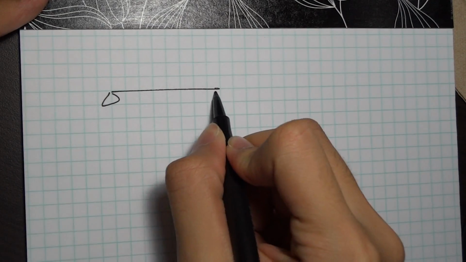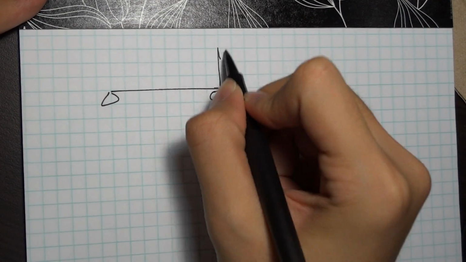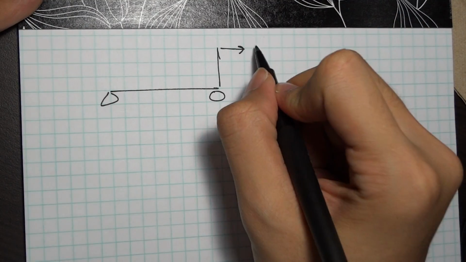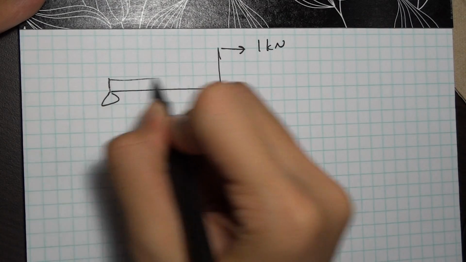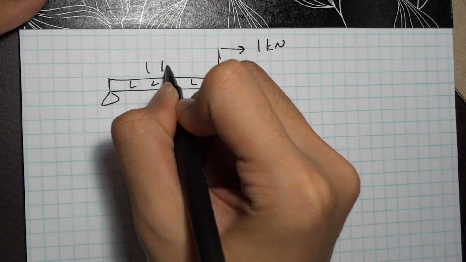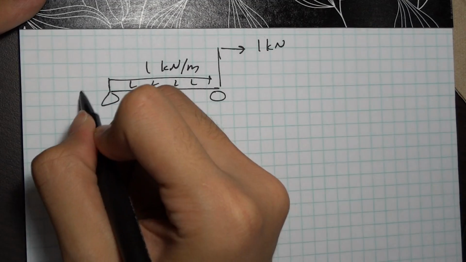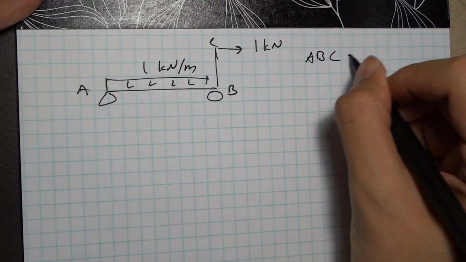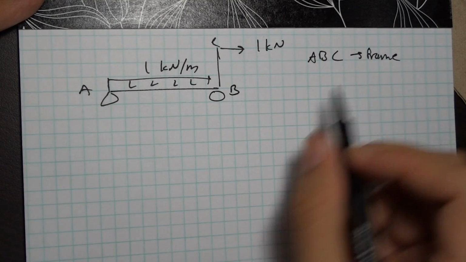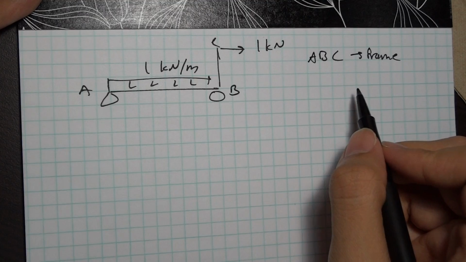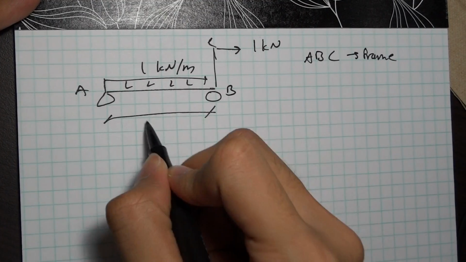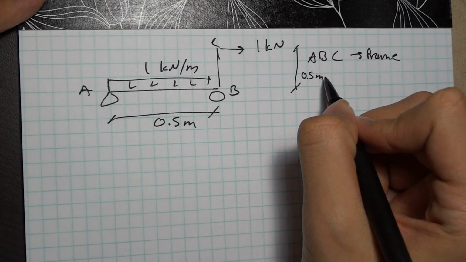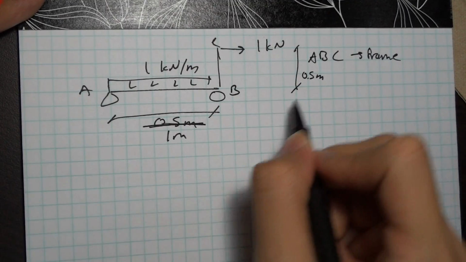We have a pin and a roller, and we'll have a 1 kilonewton force here. This is a distributed load of 1 kilonewton per meter. This is A, B, and C, where A, B, C is the frame. And these dimensions, we need dimensions. This is 0.5 meters. Sorry, this is 1 meter. This is 0.5 meters.